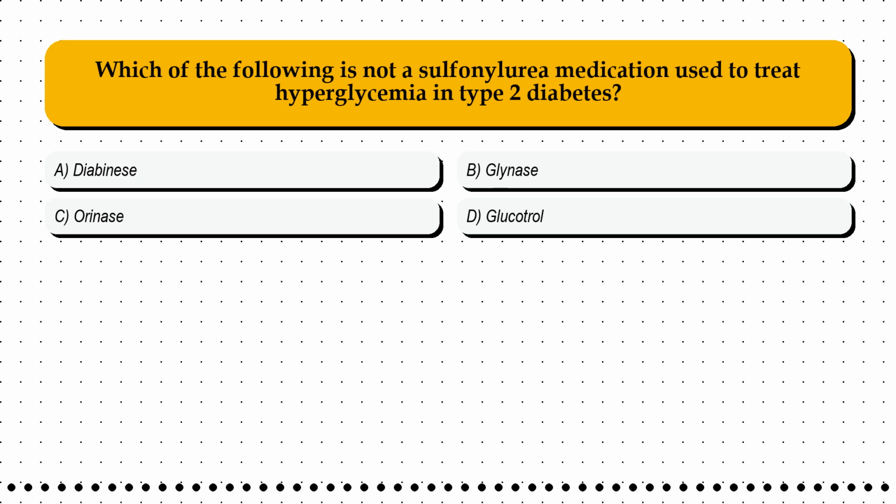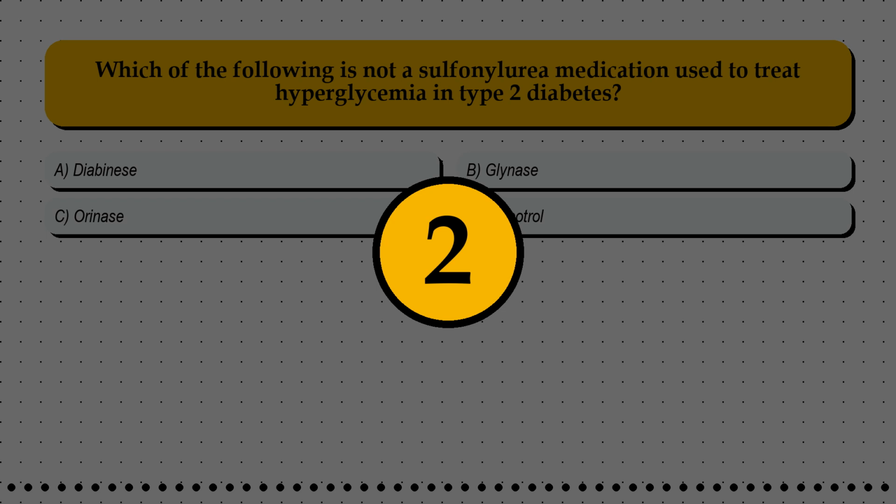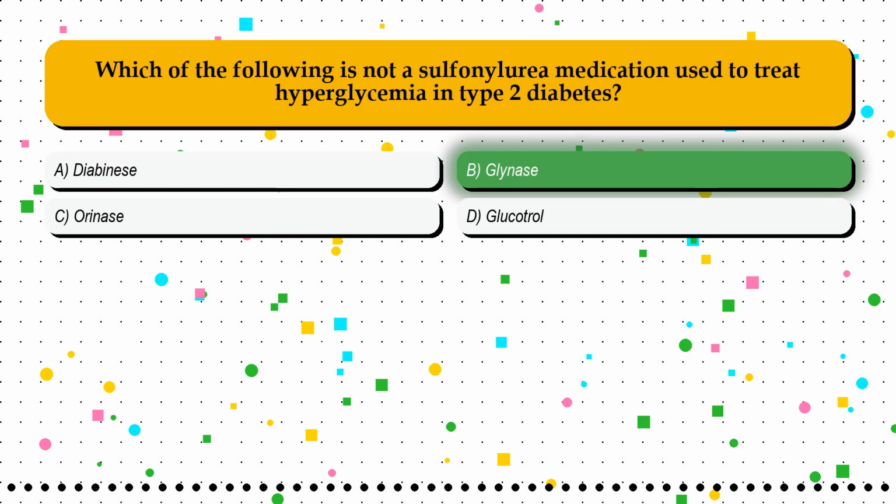Question 176. Which of the following is not a sulfonylurea medication used to treat hyperglycemia in type 2 diabetes? Option A, Diabinese. Option B, Glynase. Option C, Glucotrol. Option D, Glucotrol. The correct answer is option B, Glynase.